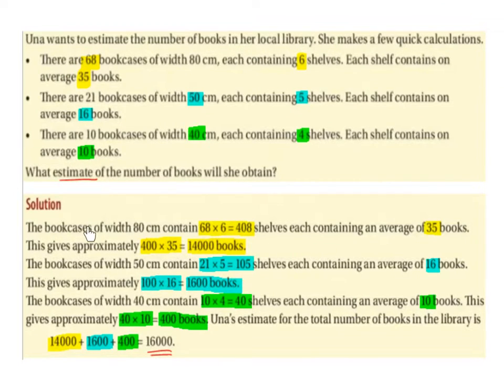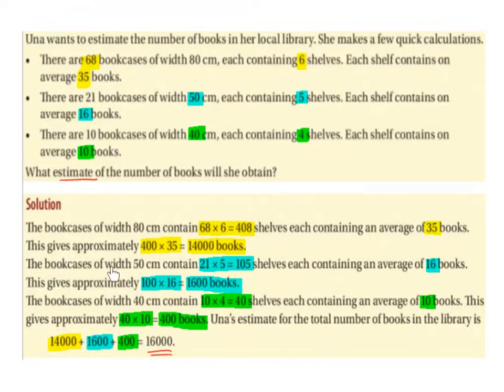The bookcases of a width of 80 centimetres contain 68 times 6, which is 408 shelves. Each contain an average of 35 books. This gives approximately 400 times 35, which is 14,000 books. So the 408 was rounded off to 400.